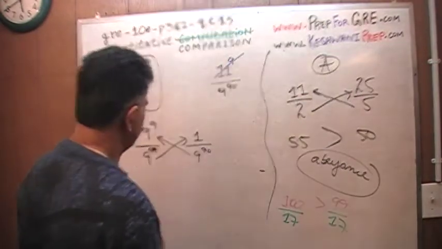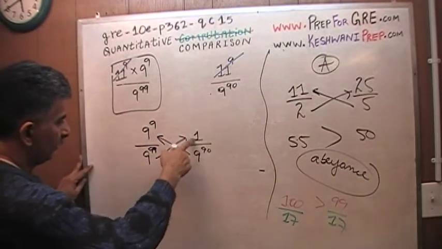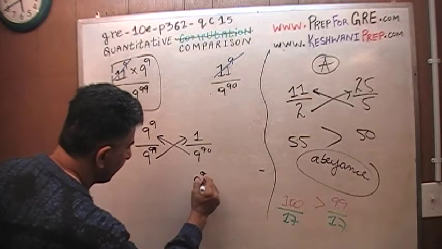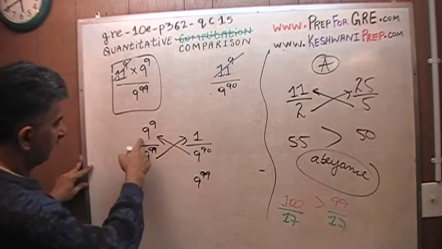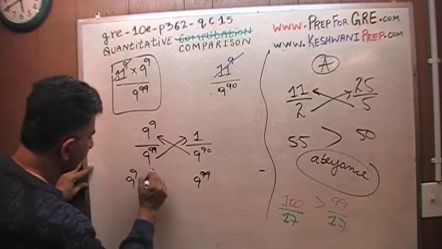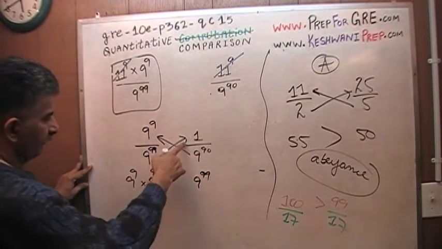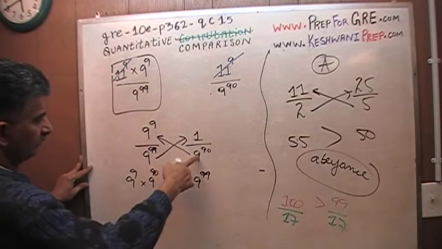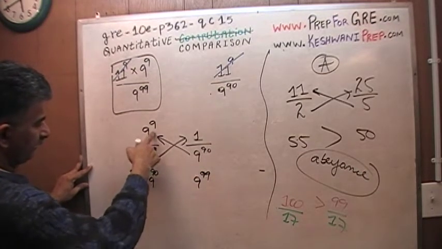What I showed you here. So if you cross multiply, 1 times 9 raised to 9 is 9 times 99. And here we end up with 9 times 9 raised to 9 times 9 raised to 90. This is 1 times 9 raised to 99, which comes here. And here we end up with 9 raised to 90 times 9 raised to 9.